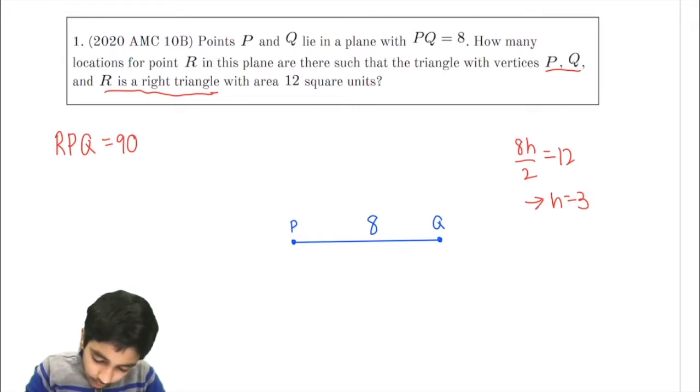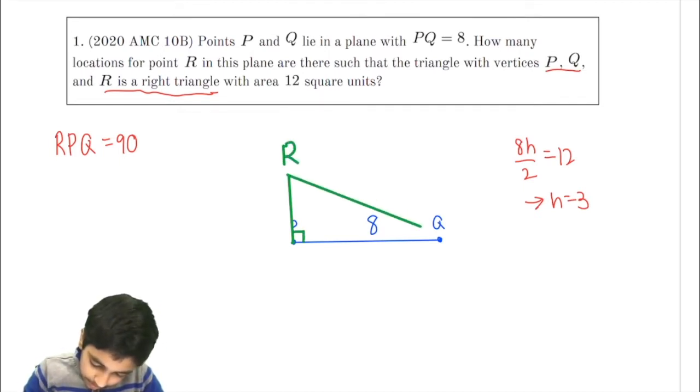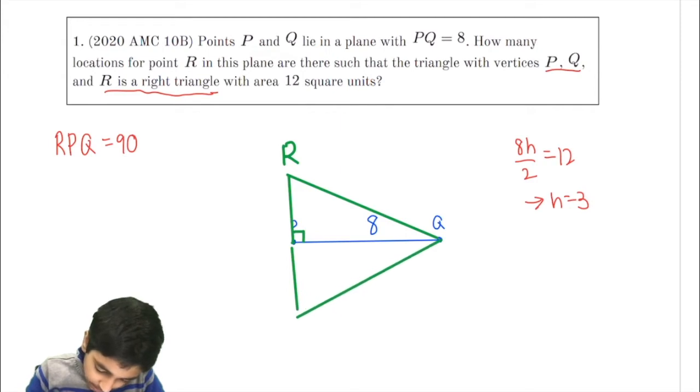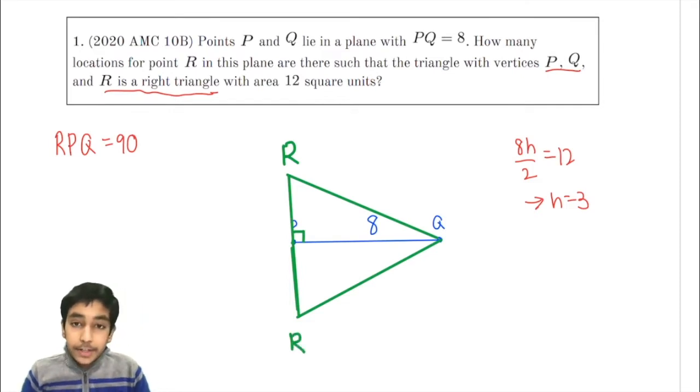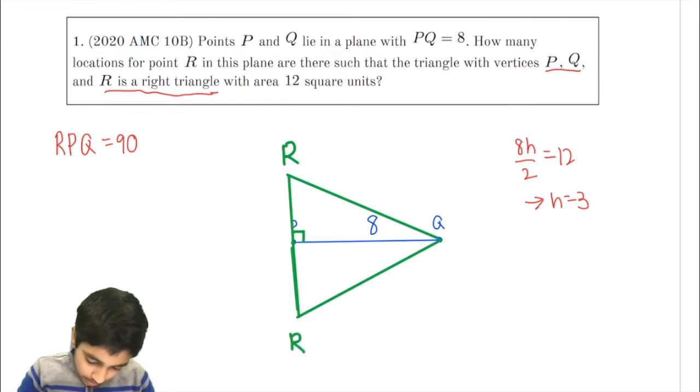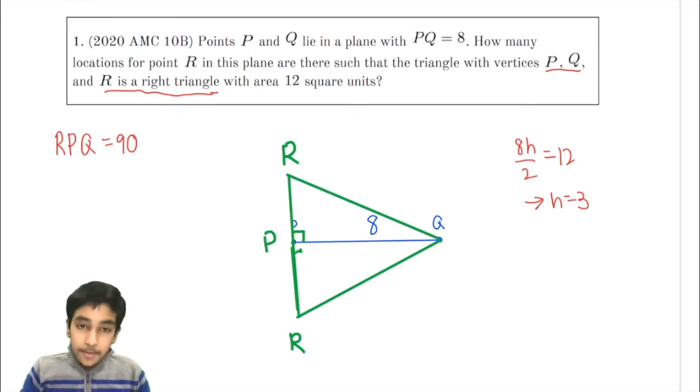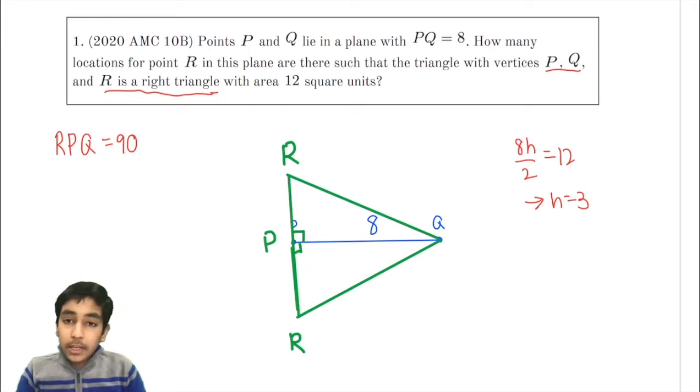So the two possibilities when RPQ is 90 degrees are just this triangle. R can be here, because if this is R, then this is going to be 90 degrees, and then this will be a right triangle. And then R can also be on the other side here, and PQR will again be a right triangle. So as you can see, R has these two possibilities in which RPQ is 90 degrees.